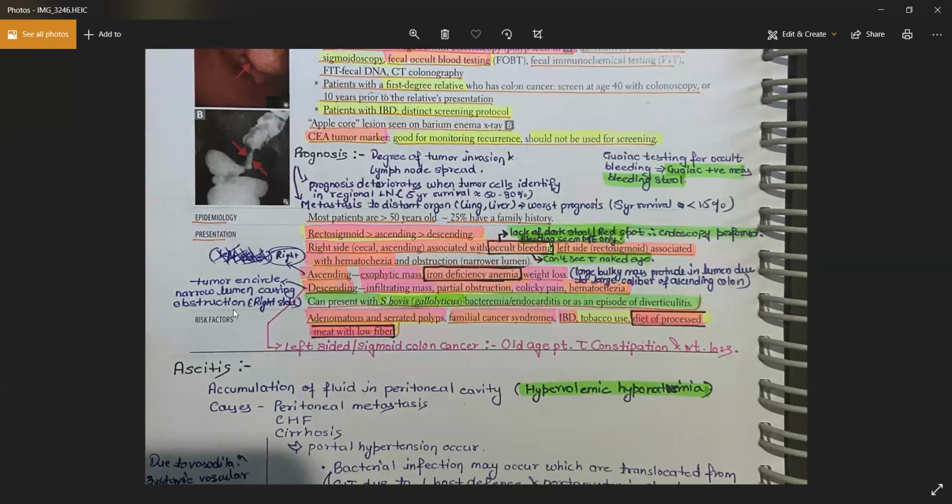What are the risk factors? The presence of any family history is the most important one. If you have a patient with a family history of CRC, that means there is a very high chance that they can also develop the cancer. The second thing is the presence of any adenomatous or serrated polyps on endoscopy. The third thing would be inflammatory bowel diseases. Tobacco use can cause it.